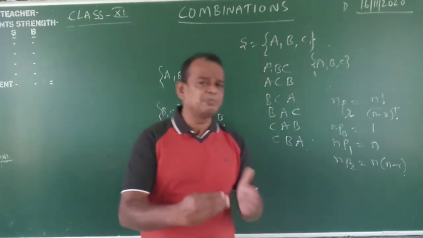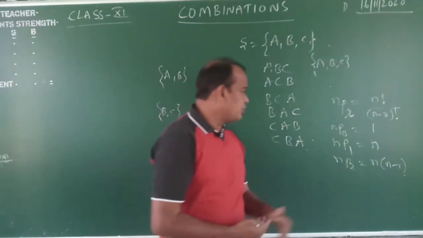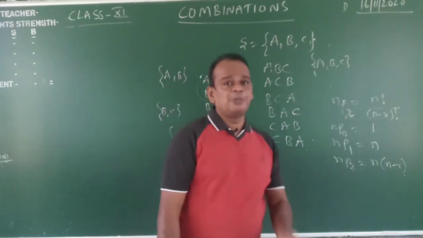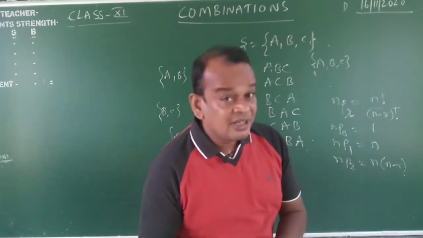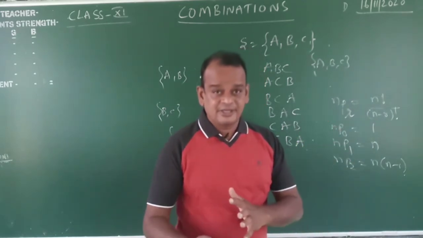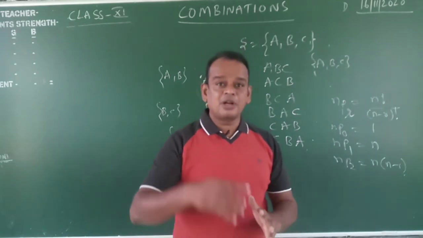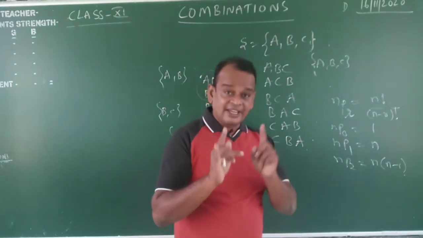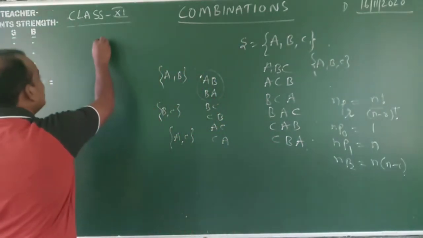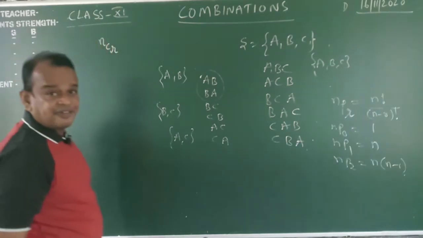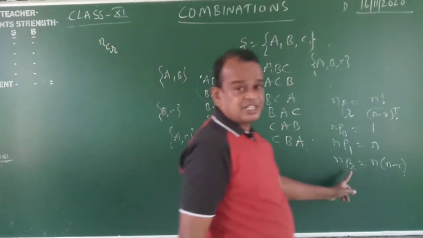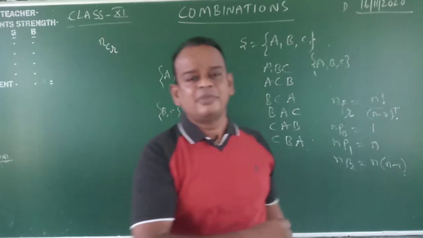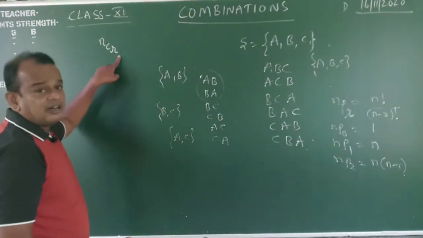Okay, my dear students, the simple way: selection and arrangement. The number of permutations of n different things taken r at a time is nPr. Now the number of combinations, meaning the number of selections, of n different things taken r at a time, is nCr. The difference: C means combination, P means permutation. The number of selections of n different things taken r at a time is nCr.